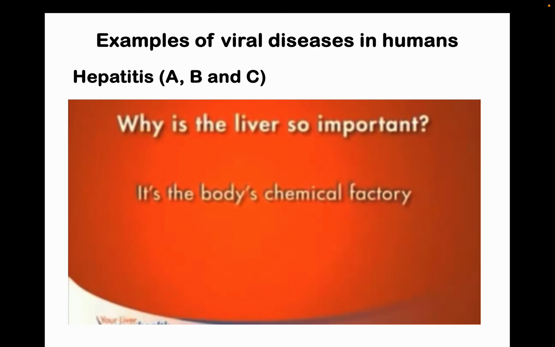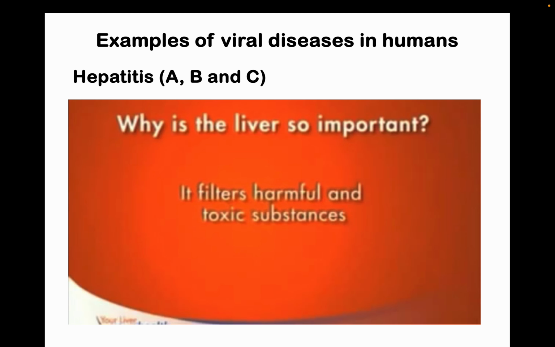First, it serves as the body's chemical factory, making things like bile that help with digesting your food. Next, the liver serves as the body's storage place for vitamins, iron, and reserve energy. And last but not least, the liver is the body's filter for harmful or toxic substances. Without it, these bad things can build up in your blood, making you very sick.